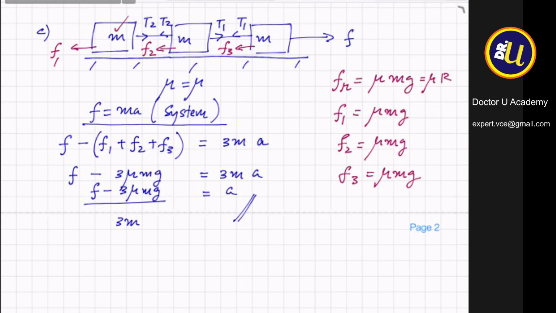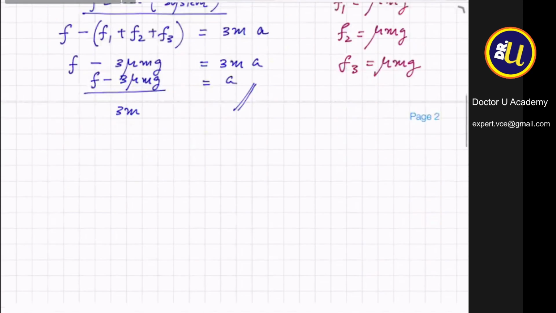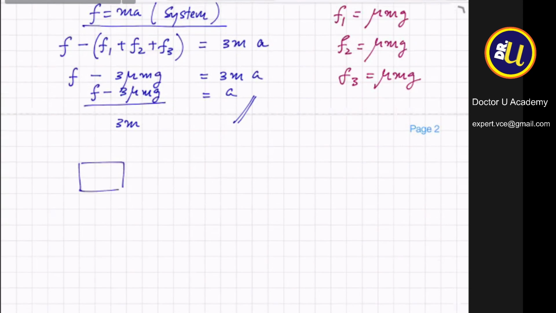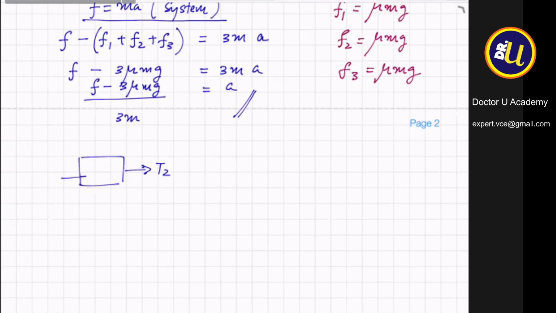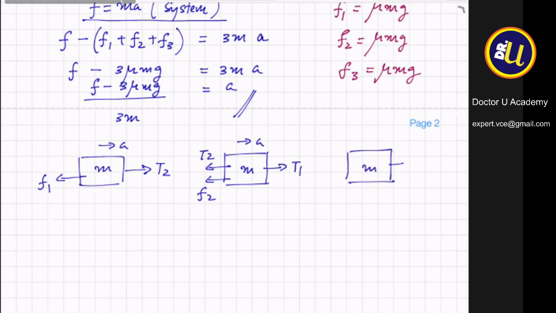Now you are asked to find the tension forces. So now we will have the free body diagram. Now this tension would be T2. So here it's T2, here it's F1, acceleration is a, mass m. For the second object m, we have T1 here, T2 and F2, same acceleration. The third mass has F force and T1 tension as well as F3 friction force, and has the same acceleration a. Now we will use F is equal to ma here.